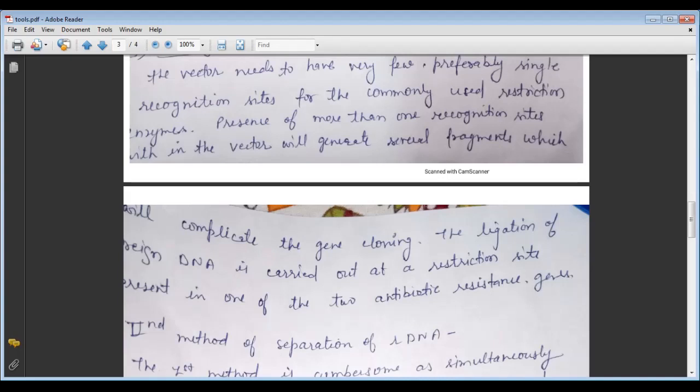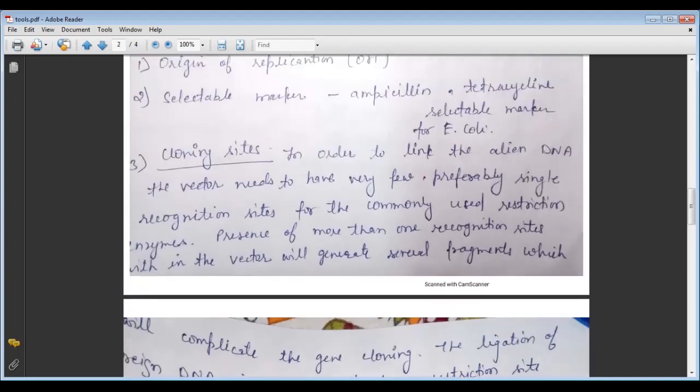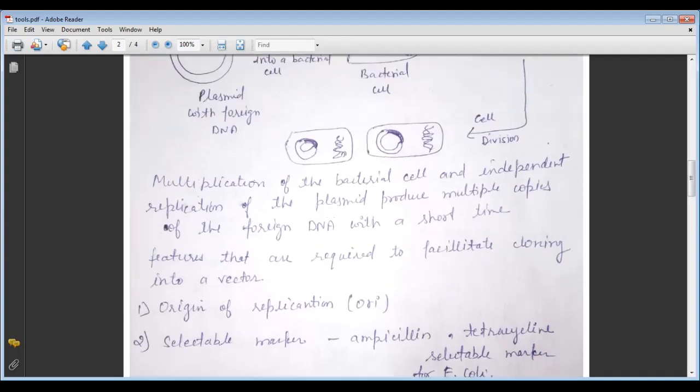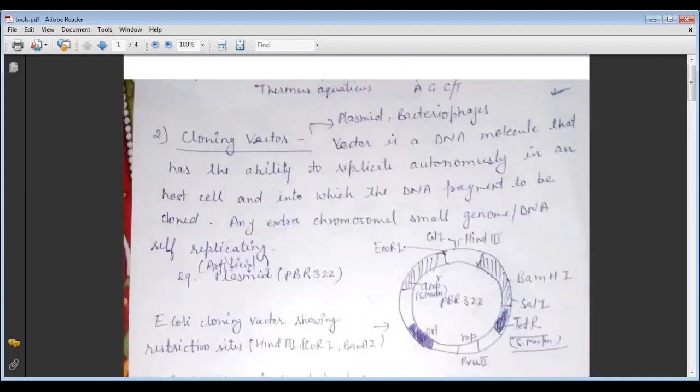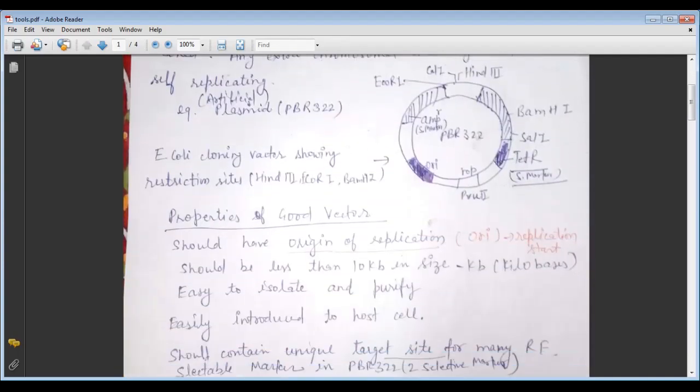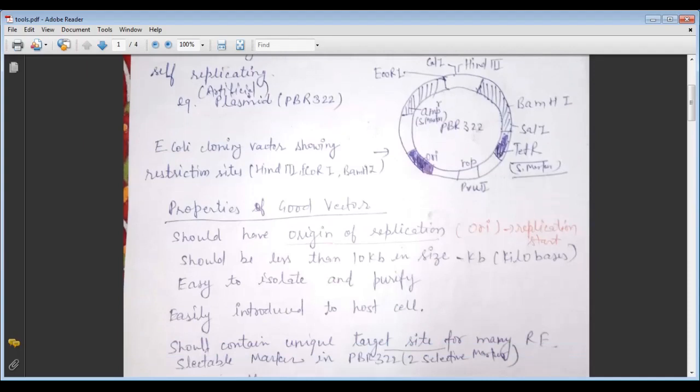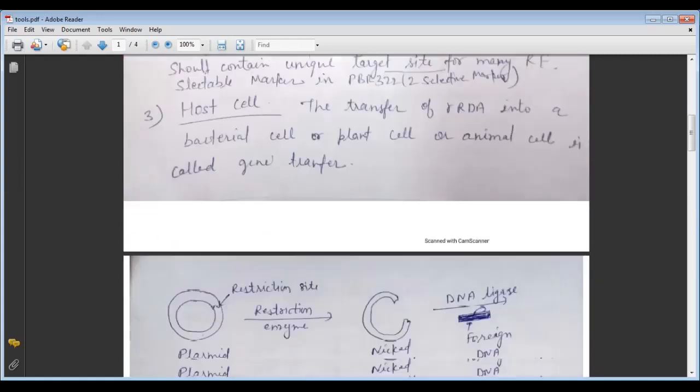Clear? And here is one more thing we can say, there is the ROP here, above this. तो rop क्या करता है कि it codes for the protein required for replication. rop का काम क्या है कि it codes for the protein required for replication. So this is the code.